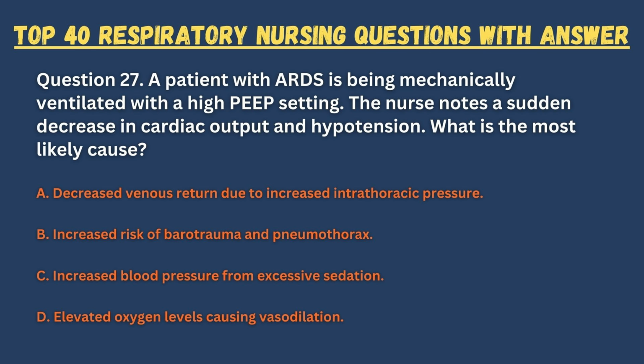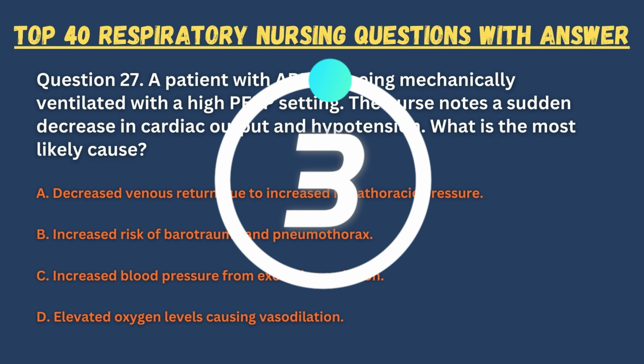Question 27. A patient with ARDS is being mechanically ventilated with a high PEEP setting. The nurse notes a sudden decrease in cardiac output and hypotension. What is the most likely cause? A. Decreased venous return due to increased intrathoracic pressure. B. Increased risk of barotrauma and pneumothorax. C. Increased blood pressure from excessive sedation. D. Elevated oxygen levels causing vasodilation.